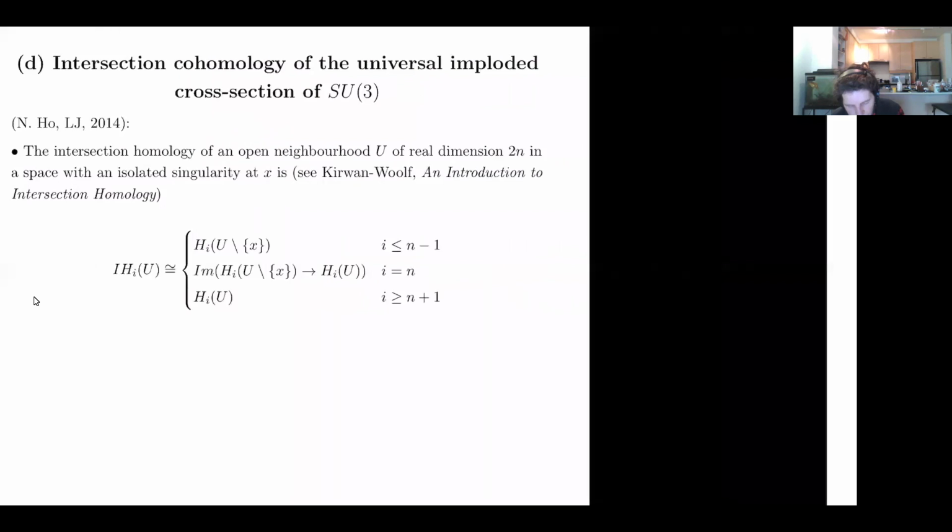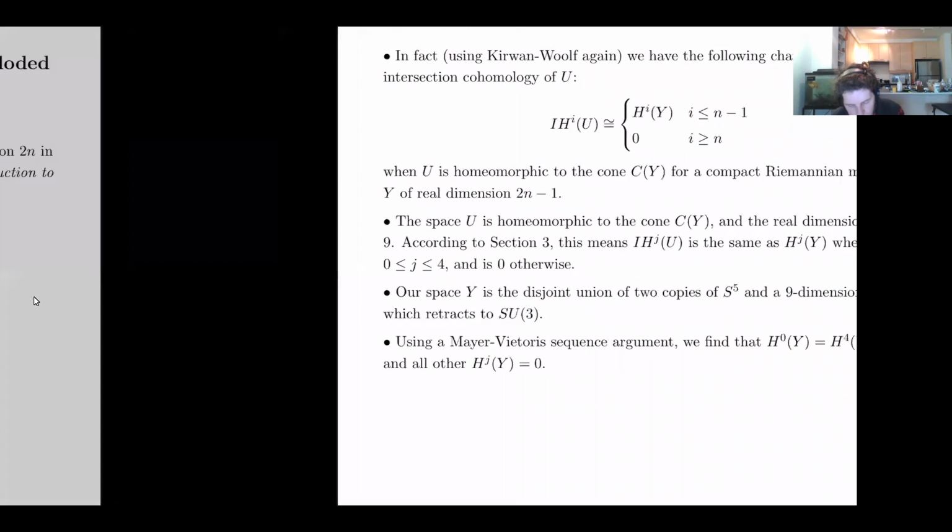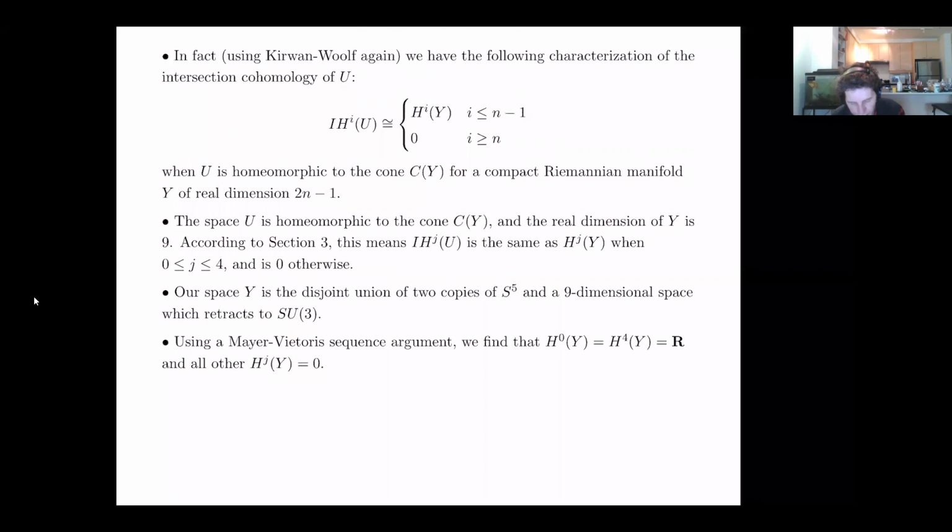So I talked about that. Ultimately, we find that the zeroth homology of Y and the fourth homology of Y are isomorphic to the real numbers, and all the rest of these are equal to 0.